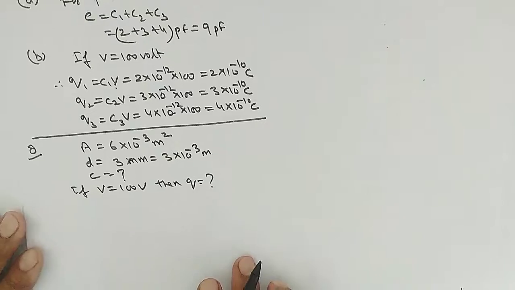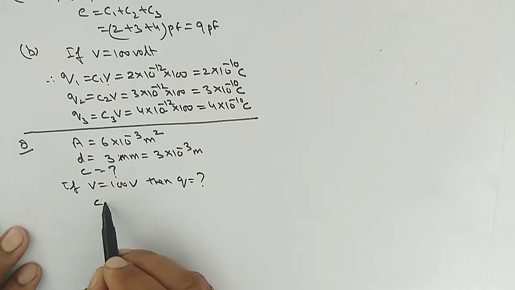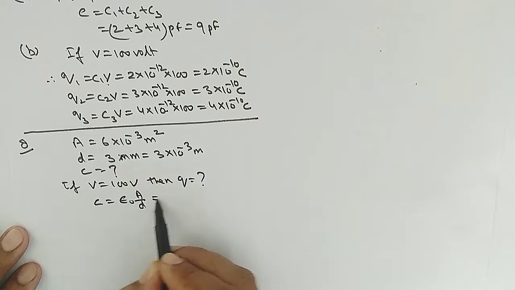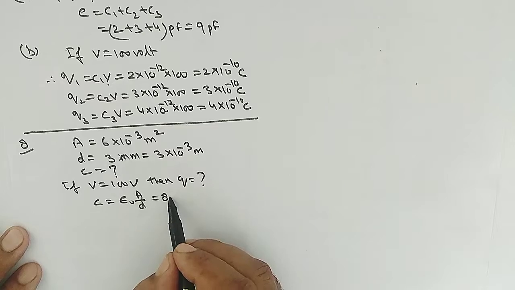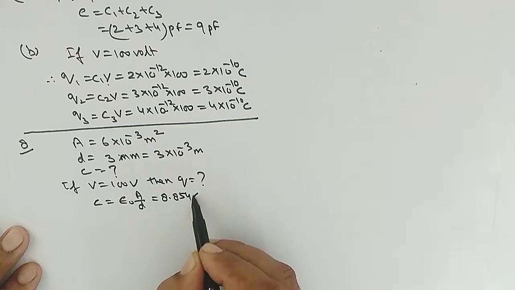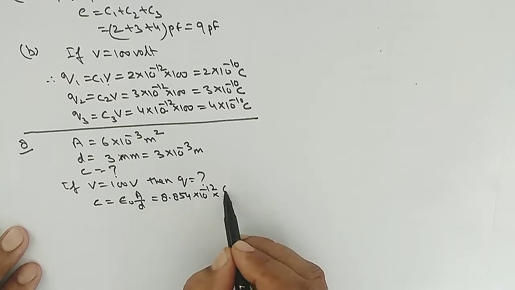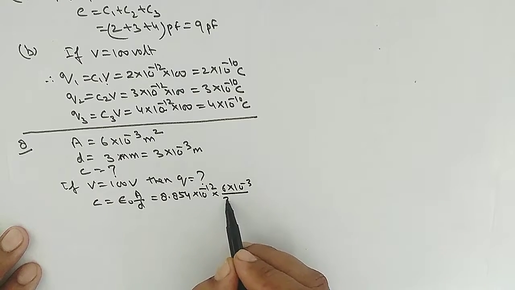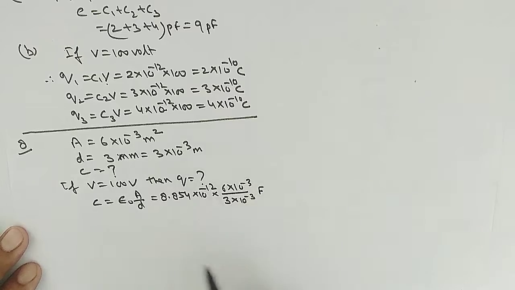First of all, use the formula of capacitance to find the capacitance. Area and D are given. Since C is equal to epsilon naught A upon D, put the values. Epsilon naught will be given in your question paper also: 8.854 into 10 to power minus 12. This is the epsilon naught. A is given as 6 into 10 to power minus 3, and D is given as 3 millimeter, that is, 3 into 10 to power minus 3. So this answer will come in farad.